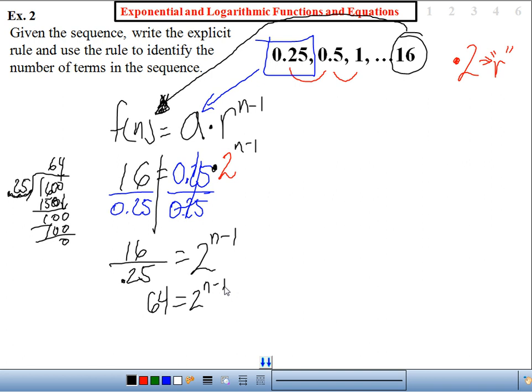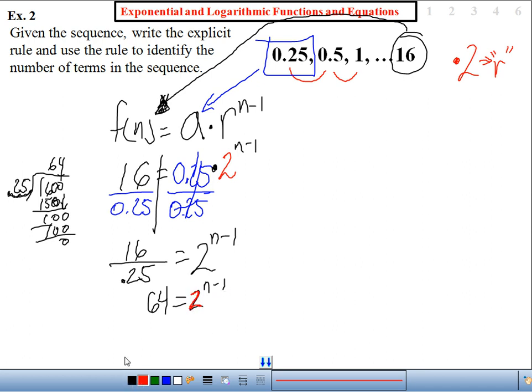All right. So notice that this is a little different because this one doesn't have a power. This one has a power of n minus 1. We need to figure out what n is. What is n? Because that's what they're asking us to figure out. What is the number of terms in this sequence? So one thing that they do give us, notice that here the r, which is 2, isn't it a base?